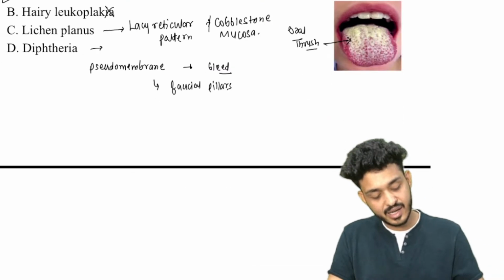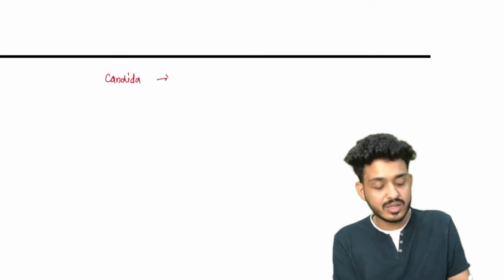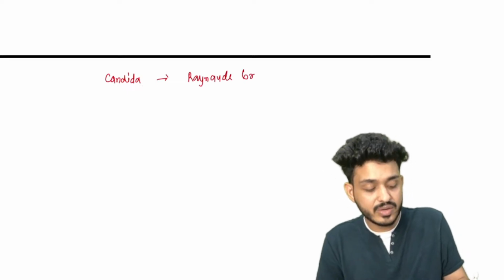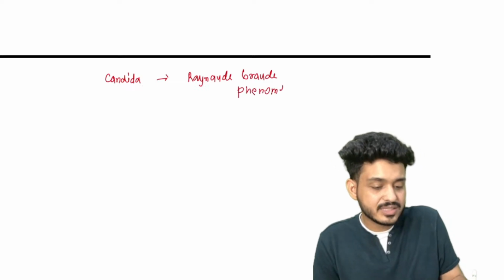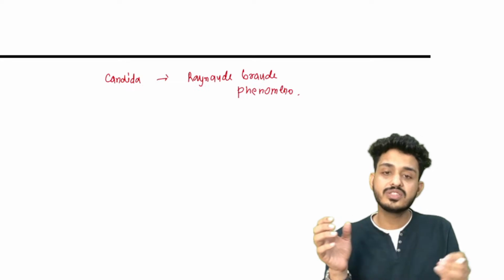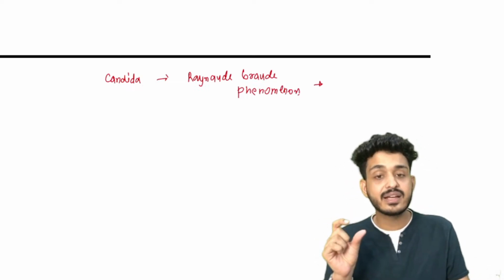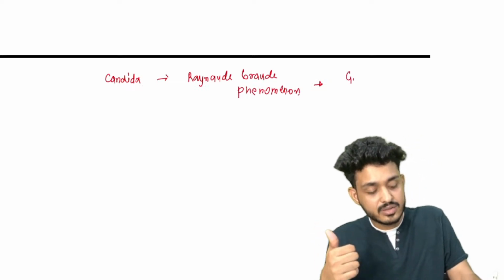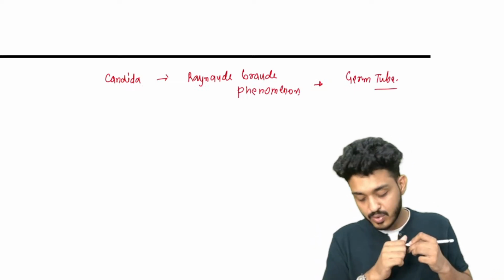Remember guys, candida, let me tell you important points about candida. The first thing: whenever you see Reynolds-Braude phenomenon, which is basically nothing but the formation of the germ tube. Okay, so this is known as Reynolds-Braude phenomenon. In questions, identify these keywords. When you identify these keywords, your answer will be directly right. So these are your germ tube, formation of germ tube, that is Reynolds-Braude phenomenon.